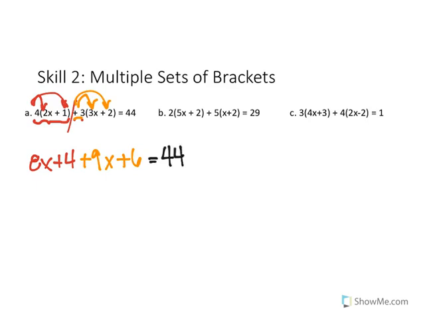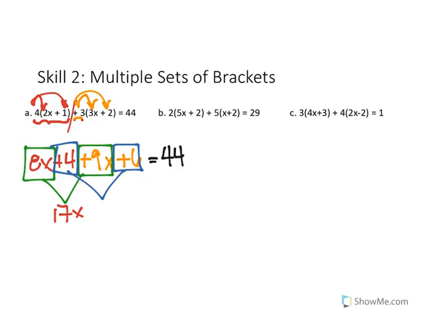And continue on. So like I said, the prerequisite was to collect like terms, so look for the ones that look alike. You have an 8x and you have a positive 9x. Together, that makes 17x. And then you have a positive 4 and a positive 6. Together, that makes a positive 10. Equals 44. And just solve like normal.